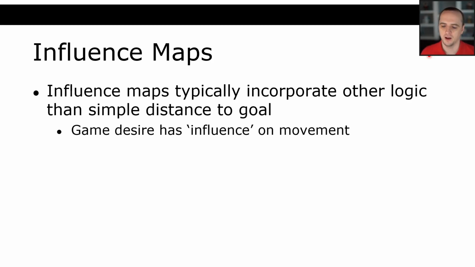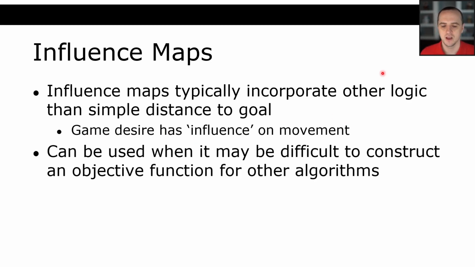So maybe, for example, there's an explosive barrel, and you want your pathfinding to still have a decent path, but maybe avoid getting too close to the explosive barrel, right? So the game design functionality is going to have some influence over the movement of the creatures in the game, right? So they can be used when it may be difficult to construct an objective function for other algorithms.